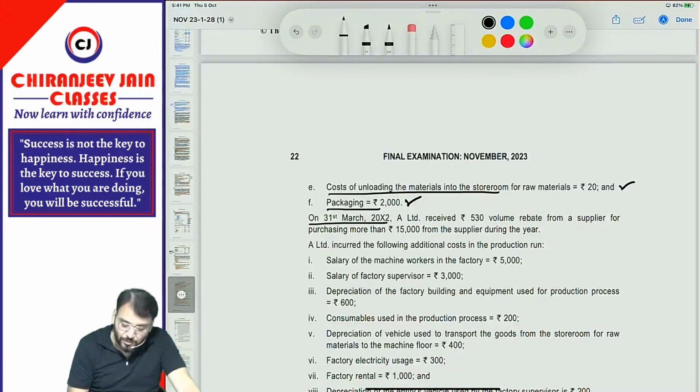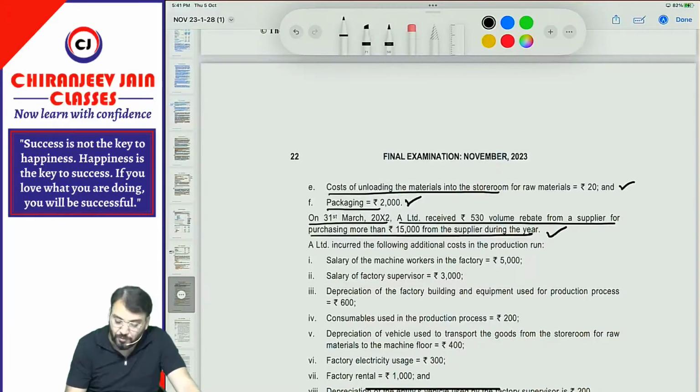On 31st March 2002, A Limited received 530 volume rebate from a supplier for purchasing more than 15,000 from supplier during the year. So any rebate will be also deducted. The rebate will be reduced, so we can find out cost of purchase. Then A Limited incurred the following additional cost in production.